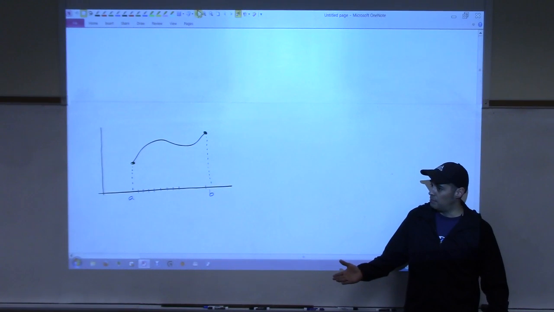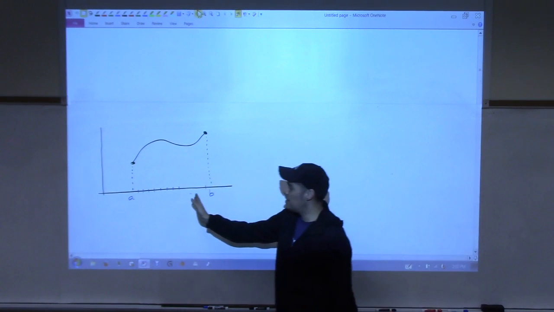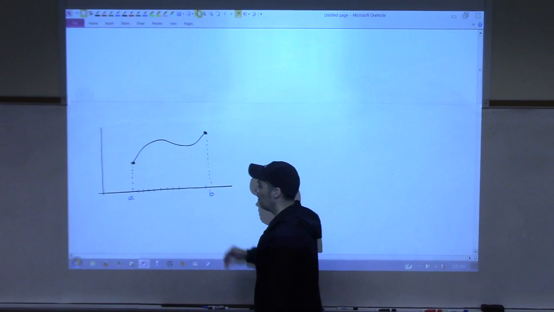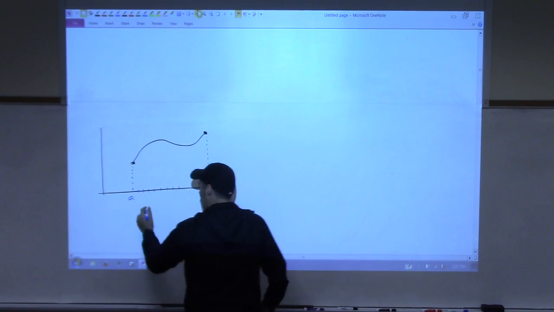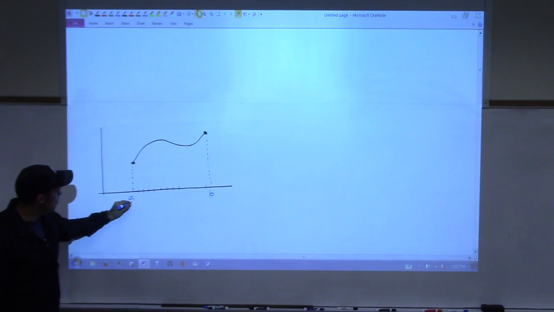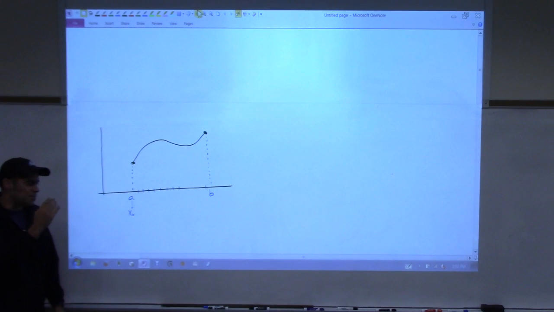I'm going to leave it as n, all right? So I've cut this number line into n pieces. What I'm going to do now is label these points. So this first point I'm going to call x sub 0. It's my 0th x point.